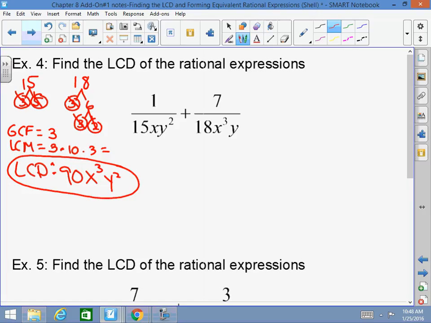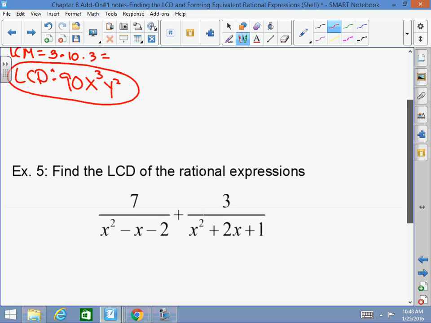This is just the first step in being able to add or subtract rational expressions. Because after this step, then we start converting the denominators so we can have common denominators. But before we can convert the denominators, we got to know what we're converting them to.